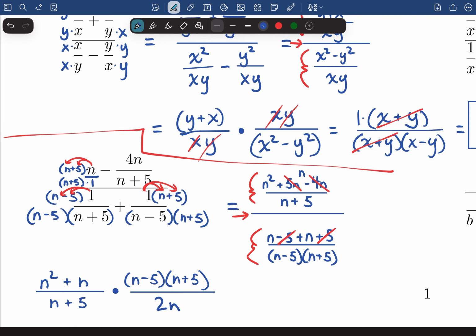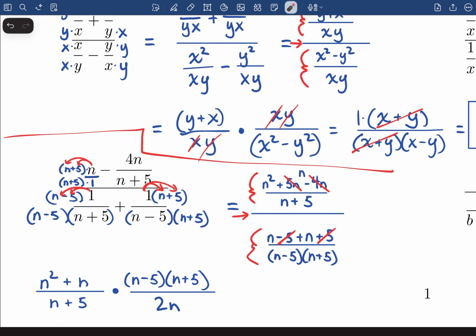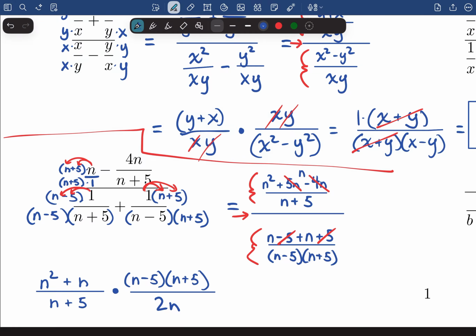Great. And now I'm going to analyze this stuff a little bit and say, well, I've got n squared plus n. Is there a GCF that I could factor out of this? The answer is yes. I can factor an n out of this stuff. Okay, and so n squared plus n simplifies, and I'll write it above, to n times n plus 1 when I factor.